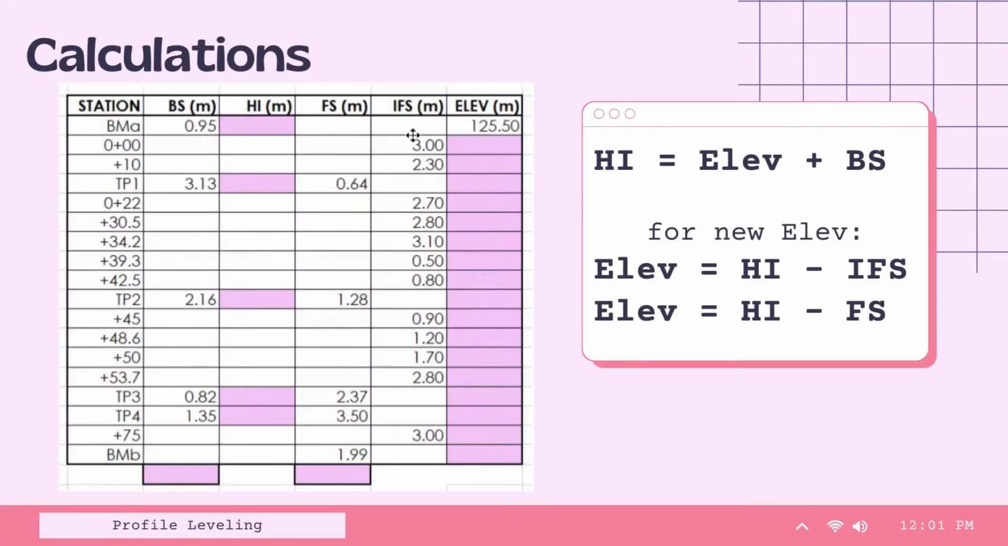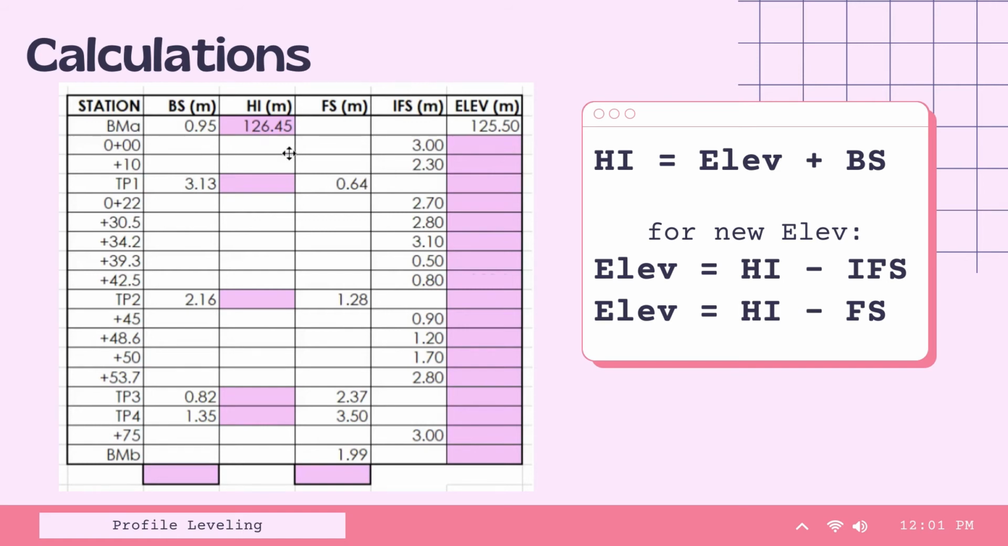We then proceed to the calculations. Here we have a sample profile leveling illustrative problem. Initially, given the backsight and elevation of the benchmark, we compute the height of the instrument using the formula elevation plus backsight. That is 125.5 plus 0.95, which gives us 126.45 as the HI.